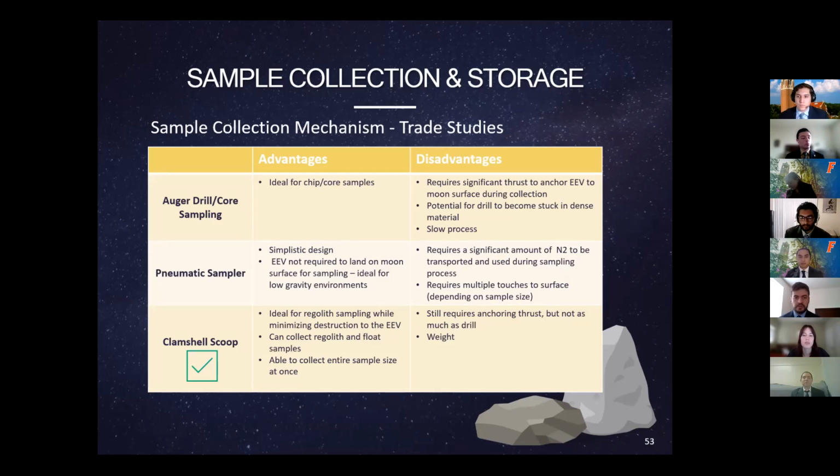So our team examined multiple different possible mechanisms for the sample collection. The auger drill and coring idea was largely ruled out due to how slow the process would be and the opposing thrusts that would need to be expelled. The pneumatic sampler concept was ruled out largely due to the amount of nitrogen that would need to be transported for it to work properly. The clamshell skip design concept was settled on because it can collect both regolith and float samples and is able to collect the entire sample in one go. Next slide.